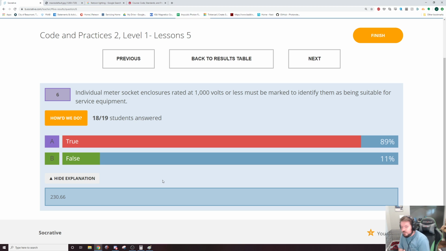So service equipment and then marking and identification would be your keywords that you're going to look up in the index. It is Part 5, Service Equipment, General. If you're coming from the table of contents, you would go to Services, then Part 5 is Service Equipment. That would be where you would go.